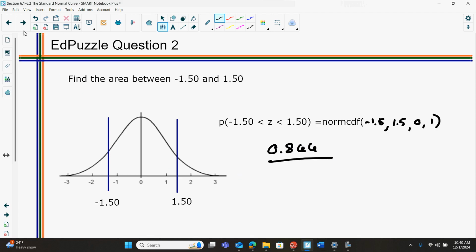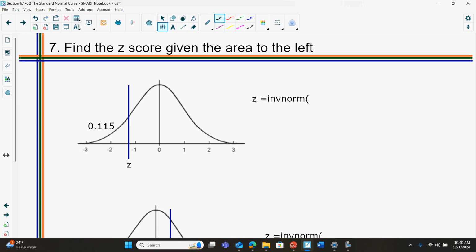All right. Okay, so now we're going to talk about how to go backwards. Looking at this, now you're given the area. It looks like we're given the area to the left here. We're given that this area right here is 0.115, but what we want is the value of the z-score.